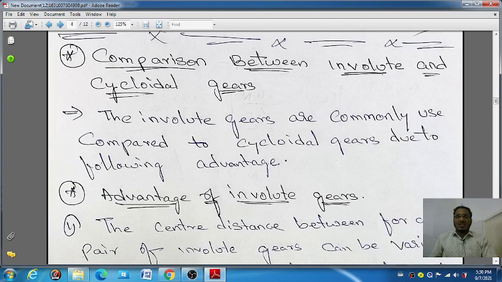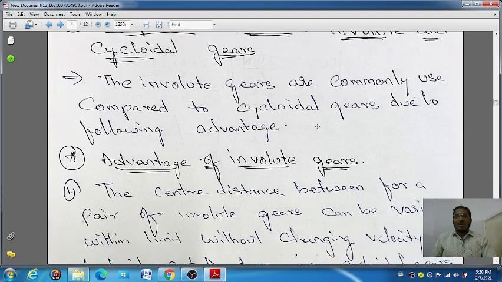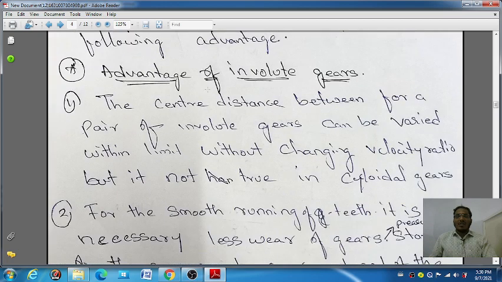Okay, next we are discussing the advantages of involute and cycloidal gears. How many advantages are there and how are they different? So we have to compare involute and cycloidal gears first. The commonly compared points are here. The first is that the center distance between a pair of involute gears can be varied within a limit without changing the velocity ratio, but this is not true in cycloidal gears.